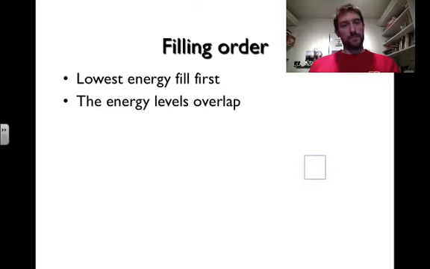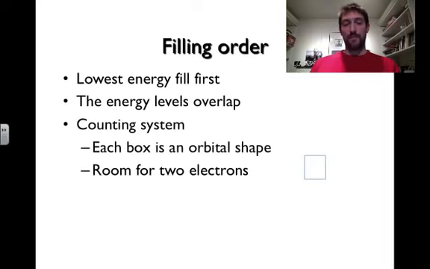Just to reiterate, we're going to start filling up the lowest energy level first. The energy levels overlap, and we're going to use a counting system. This is the first tool I'm going to give you. Really, you're going to end up with 3 tools, and the way I explain this in class is that we're trying to screw in a Phillips screw, and I'm going to give you 3 different screwdrivers of varying sizes. At some point they're all going to do the same thing, but one of them may be more useful to you at any given time.